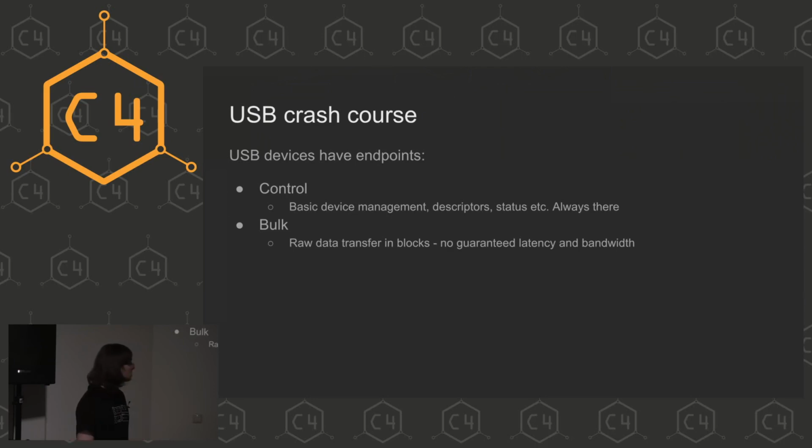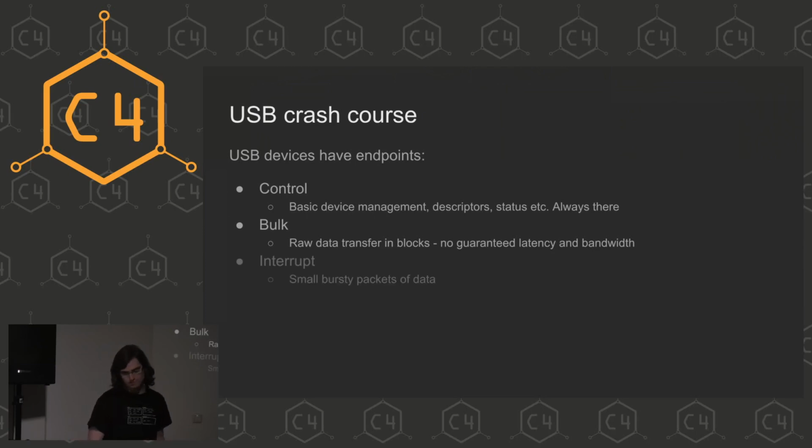Then there are bulk endpoints. These are used for raw data transfers. For example, this is being used on USB mass storage devices. If you plug in a USB mass storage device, it's going to have multiple bulk endpoints where you speak some SCSI protocol over it, and you just send these commands using a bulk endpoint to write a block, to read a block, and so on. These bulk endpoints have no guaranteed latency, so it can take a while until the bus is free, until they are actually transmitted to the device or read from the device, and you don't have a guaranteed bandwidth. So if every device on the bus is just right now talking, it might get slower and slower and slower.